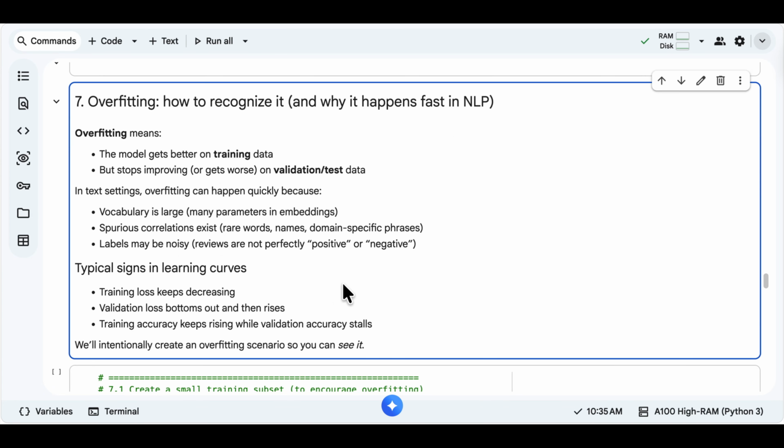Overfitting means the model keeps improving on the training data, but stops improving on data it has not seen. Text models can overfit quickly because vocabularies are large, embeddings create many parameters, and labels can be noisy. A model may latch onto accidental cues, such as rare names, locations, or product terms that happen to correlate with a class in the training sample, but do not generalize.